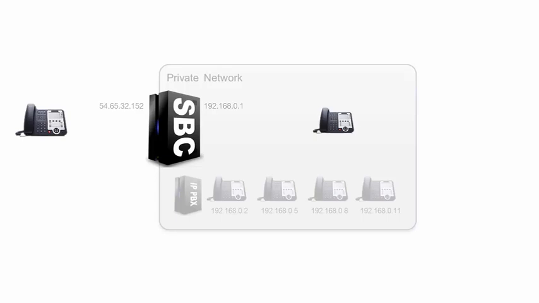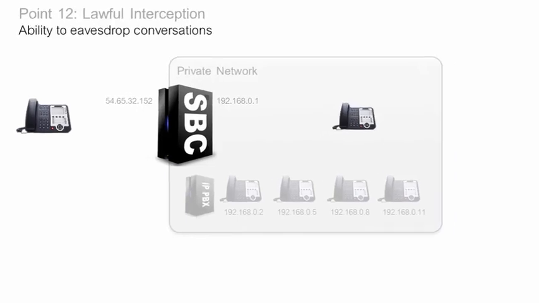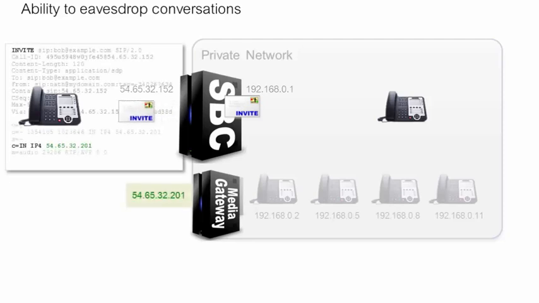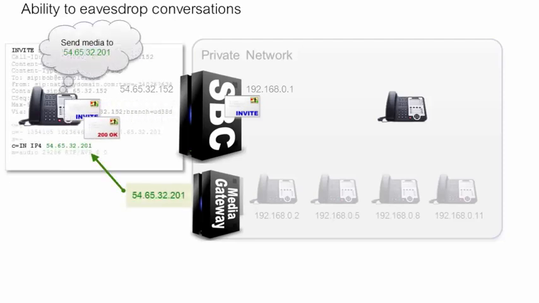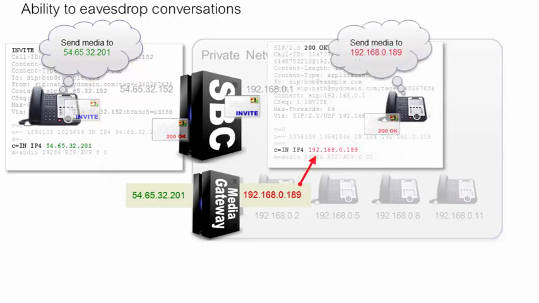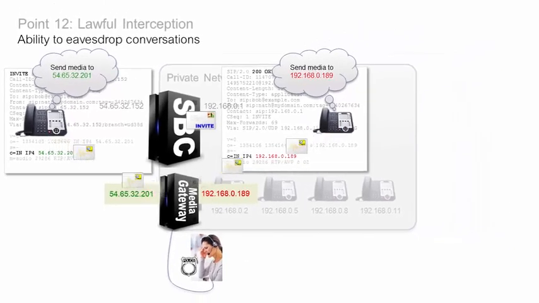Increasingly, telephone service providers and enterprise networks alike are required by governments to provide lawful interception. That's point 12. The ability for security services to tap or eavesdrop on conversations. Accordingly, some SBCs have the option to modify the SDP connection addresses to force media streams through some special media gateway from where it's easy to silently listen in and perhaps even record conversations.